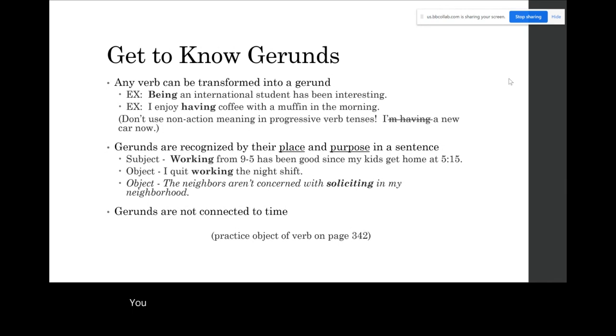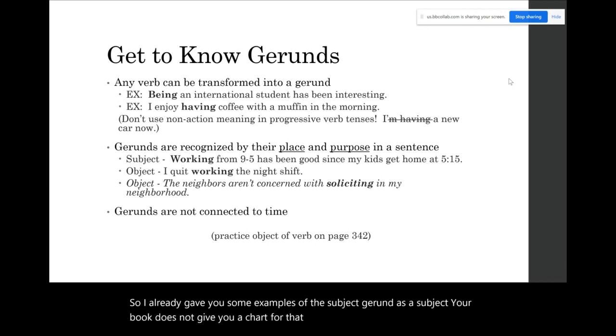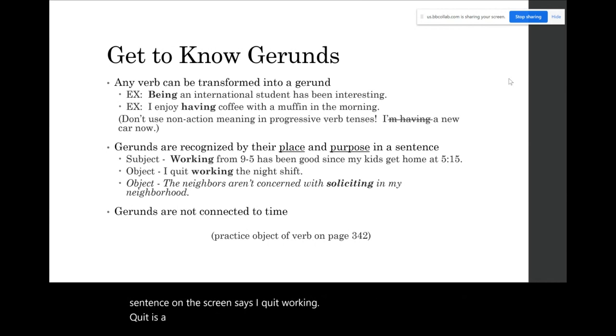You see the green box 13-1. It says verb plus gerund. Okay, when it says gerund there, you can put the word object. This is object of the verb. So I already gave you some examples of the gerund as a subject. Your book does not give you a chart for that, okay? But just know that you can use them as subjects. The book starts with the object of a verb. So my sentence on the screen says, I quit working. Quit is a verb, plus I have a gerund after that. That's called the object of the verb.